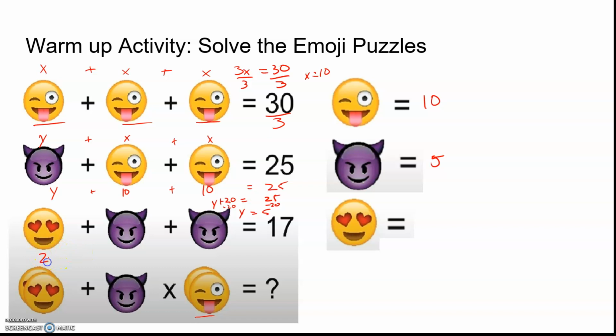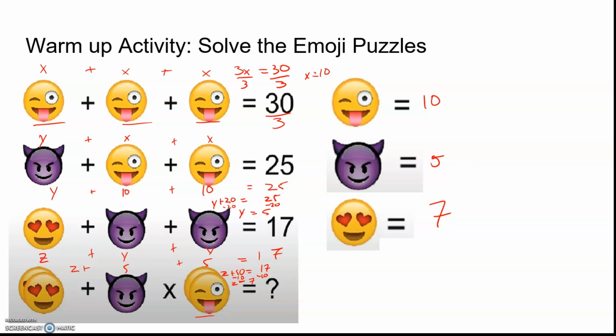In our third one, we have our heart eyes. We'll just call that z. And we have z plus our devil head, which is y, and that is equal to 17. Well, we know that our devil face now is worth 5 points apiece. So we have z plus 5 equals 17. That's the same as z plus 10 is equal to 17. And when we subtract 10 from both sides to isolate our variable, we get that z is equal to 7.